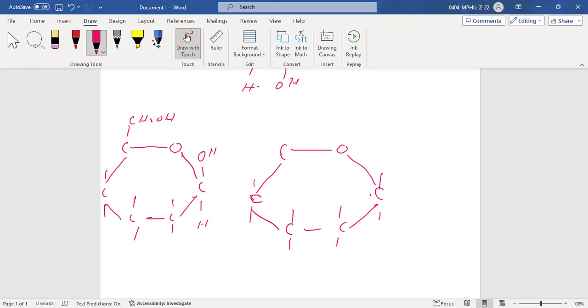Carbon number one is here. It is two, it is three, it is four, and it is five. It is six. What do you think? Downward, the carbon which is... downward it will be on this side. Yes, sir.